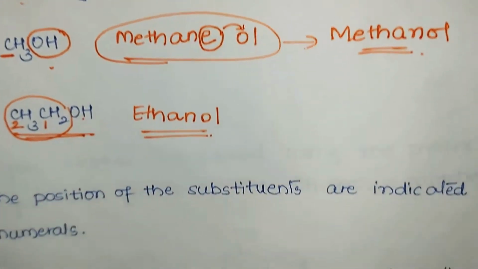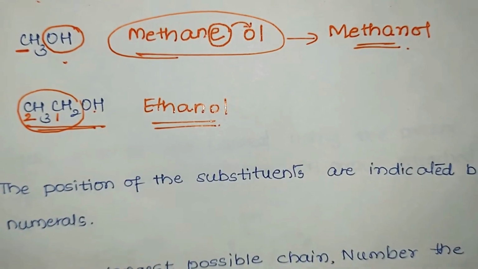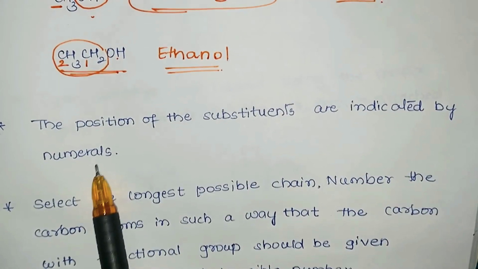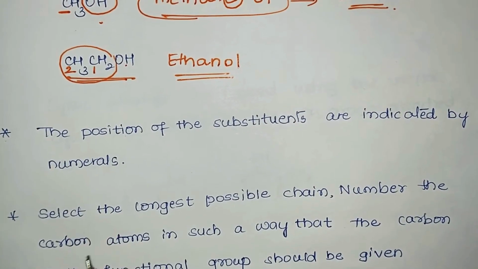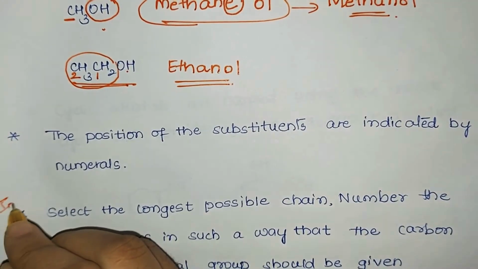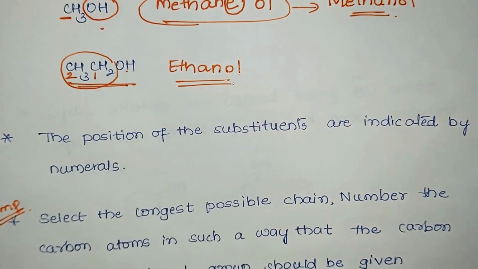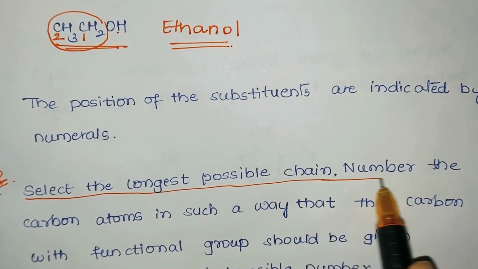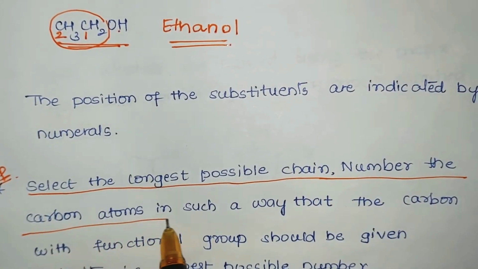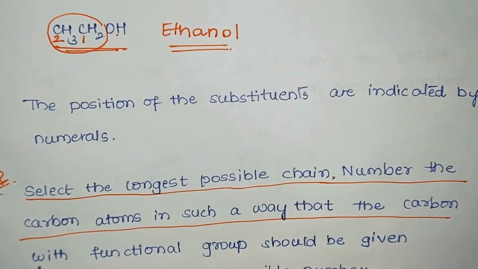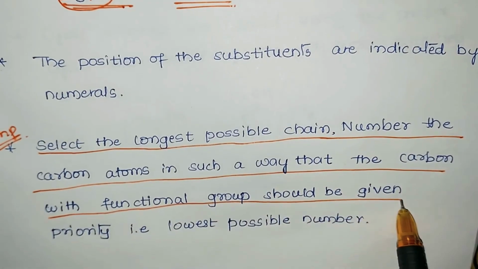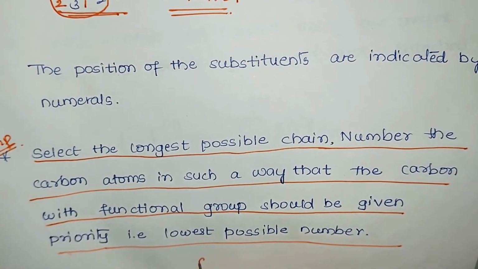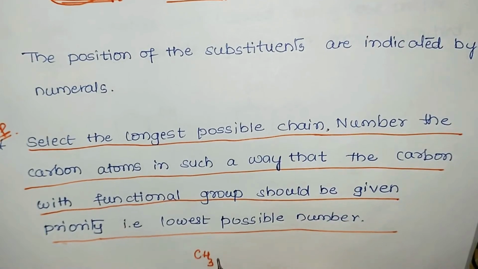Let us go with the next point. The positions of the substituents are indicated by numerals. When we do an example, I'll explain this. Next, this is the most important rule, so remember it. This is applicable to all compounds. You have to select the longest possible chain, then number the carbon atoms in such a way that the carbon with the functional group is given the priority, that is, the lowest possible number. We'll take an example here, with the alcohol as our functional group.